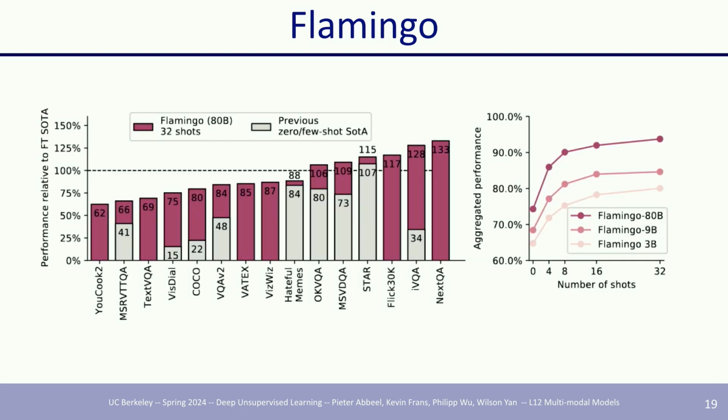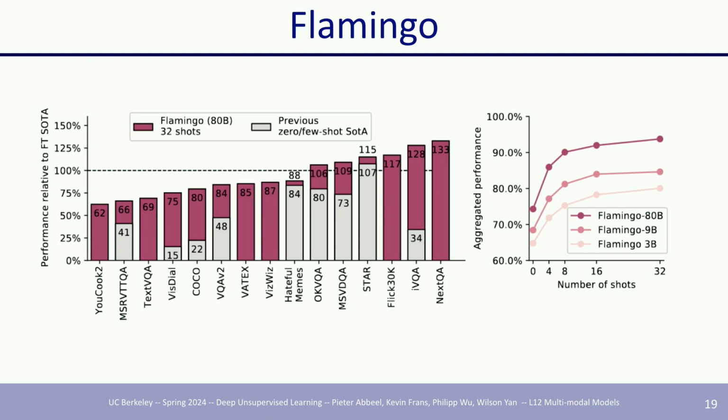And these are the quantitative results they had. Pretty far outperforming some previous zero/few-shot state-of-the-art algorithms. The dashed line is the state-of-the-art for a fine-tuned model, like a benchmark-specific fine-tuned model. So for some of them, it was still underperforming the actual fine-tuned state-of-the-art in zero shot, and for some of the other tasks, it was outperforming it.